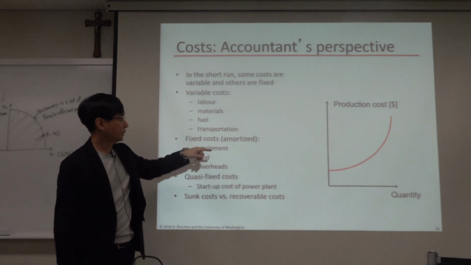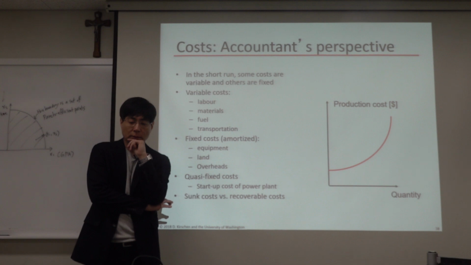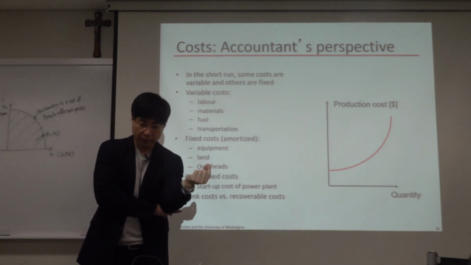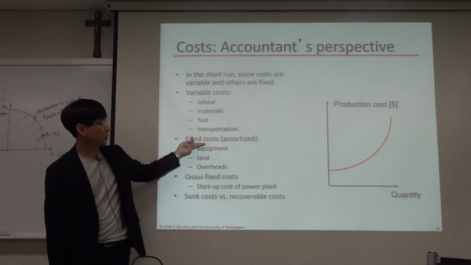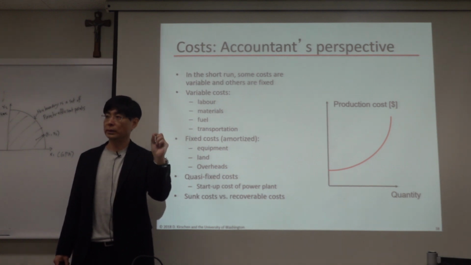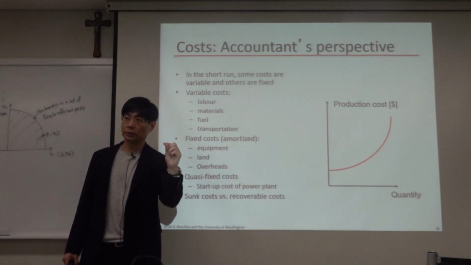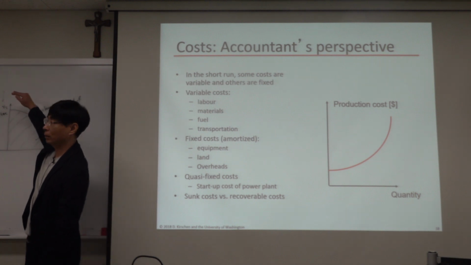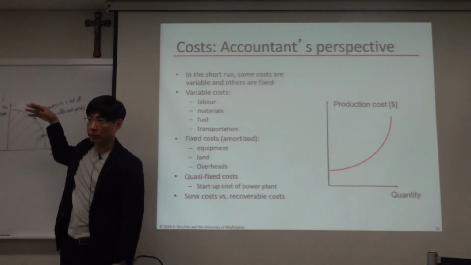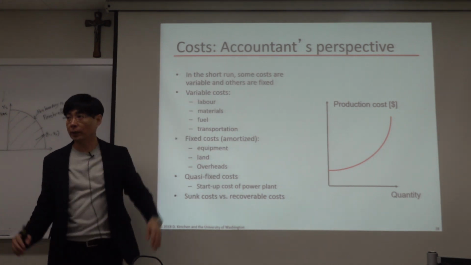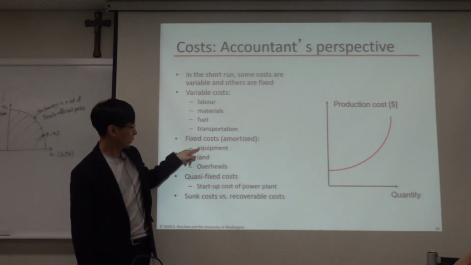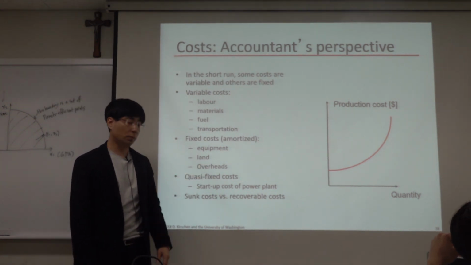And the fixed cost means that the cost is independent of the output. So this is usually related with investment, installation. So you remember we talked about OPEX versus CAPEX. OPEX is operational cost. There's a variable cost, and CAPEX, capital expenditure, is a fixed cost: equipment, land, or some overhead.